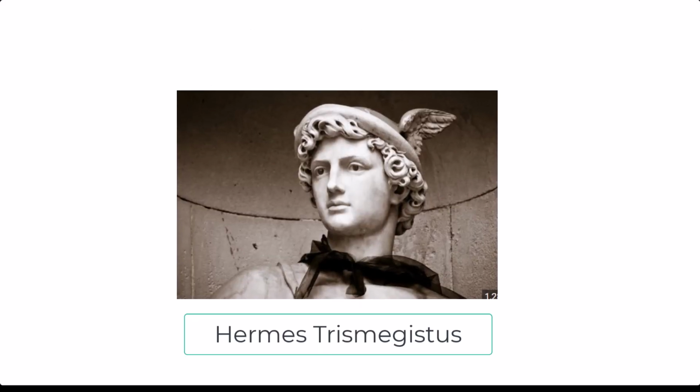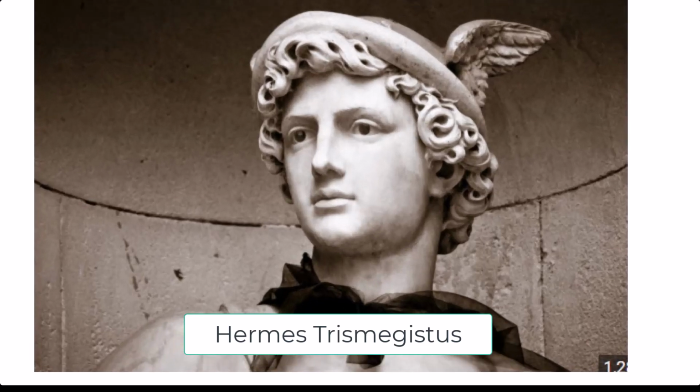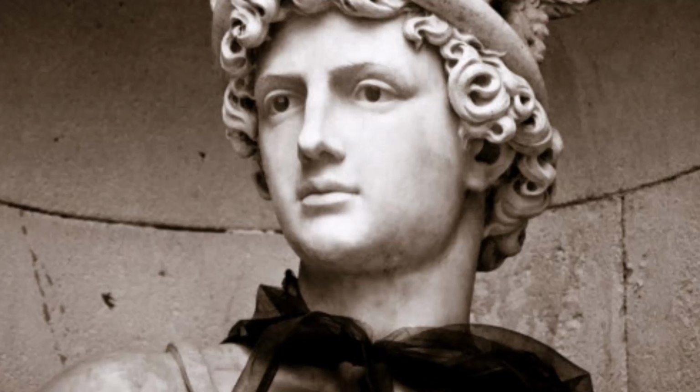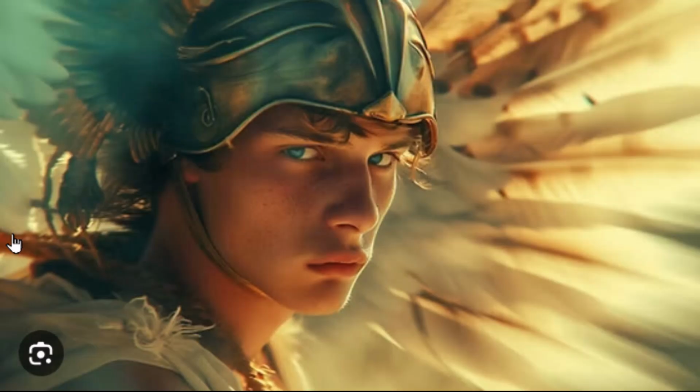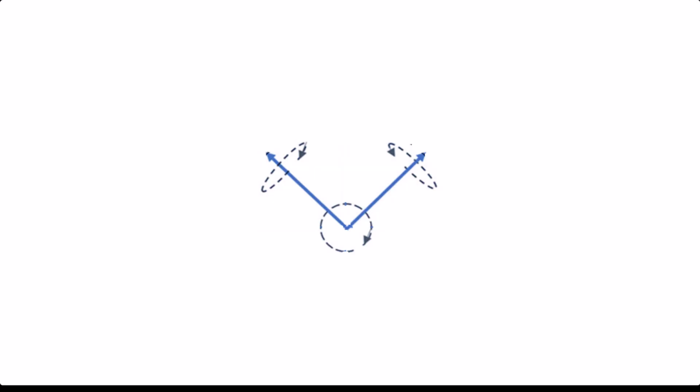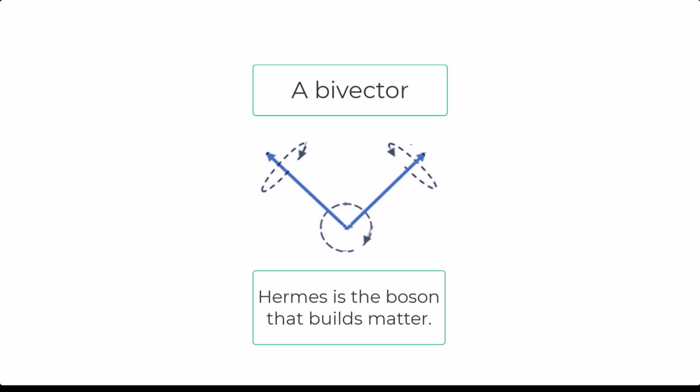In ancient mythology, Hermes was the one who crossed boundaries between gods and mortals, between life and death, between the visible and the hidden. He focused on the unity of matter and spirit. He was the mediator and carried messages. In this work, Hermes returns, not with wings or magic, but with geometry. He represents the boson, carrying the messages to build matter.